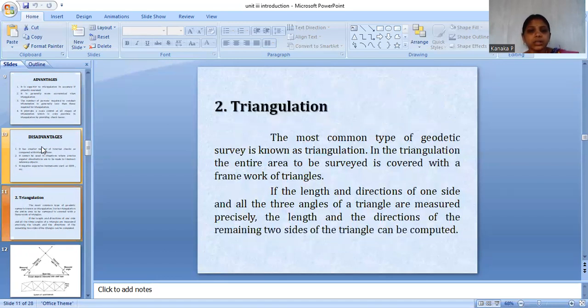Triangulation. The most common type of geodetic survey is known as triangulation. In triangulation, the area to be covered is provided with a framework of triangles. In the triangulation method, the length, or length and direction, of one side and all three angles of a triangle are measured precisely. The length and direction of the remaining two sides of the triangle can then be computed.